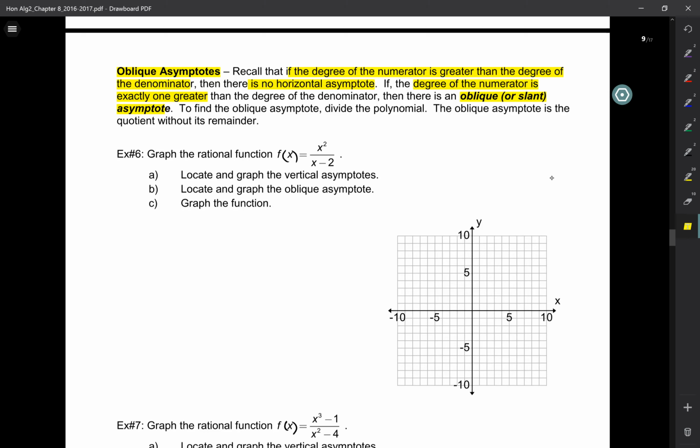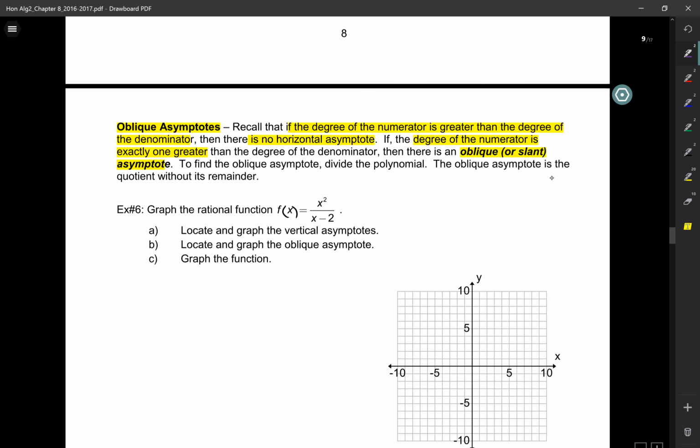So, take a look at this one. y equals 3x cubed plus 7 over x squared. Can there be an oblique asymptote? Yes, oblique.